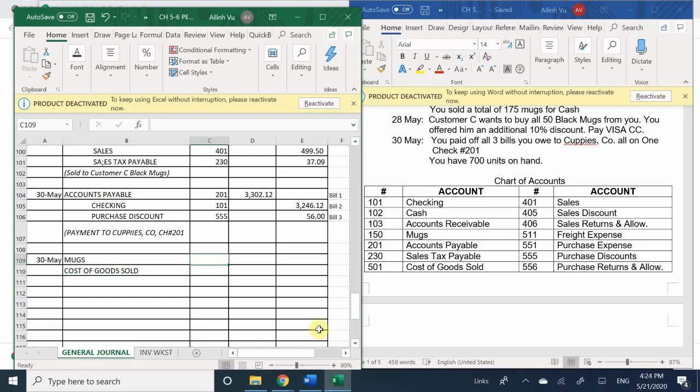All right, so mugs is 150. Cost of goods sold is 501. All right. What else do we need to recognize?